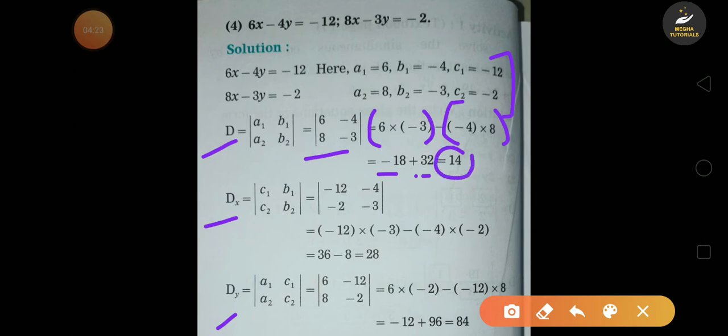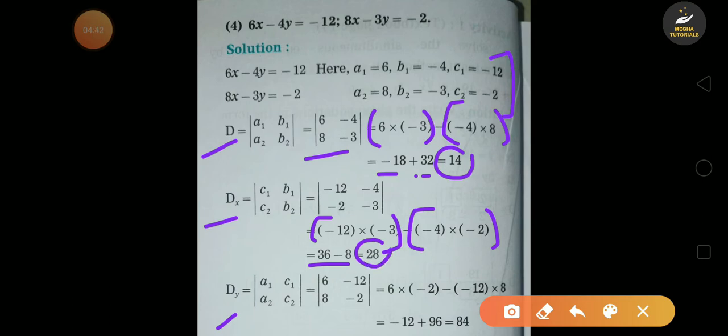Then dx, minus 12 minus 2 minus 4 minus 3, in bracket minus 12 into minus 3, minus in another bracket minus 4 into minus 2. So minus minus plus, so you will get 12 3s are 36 minus 4 2s are 8. So 36 minus 8, you will get 28.